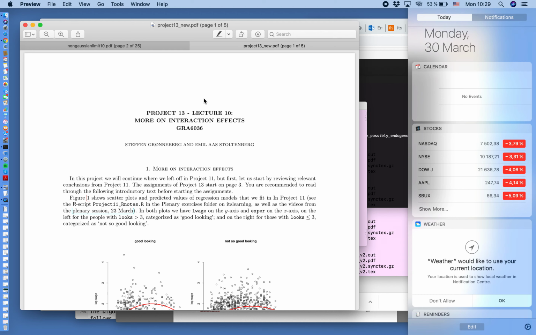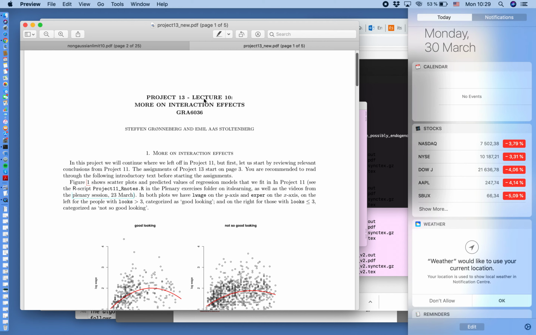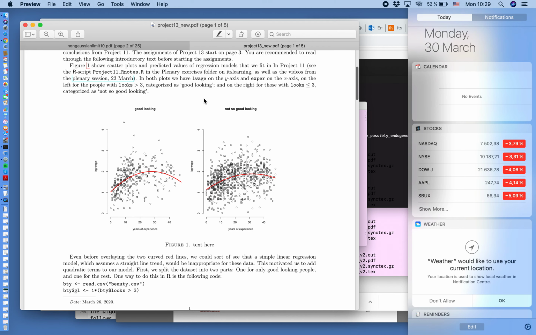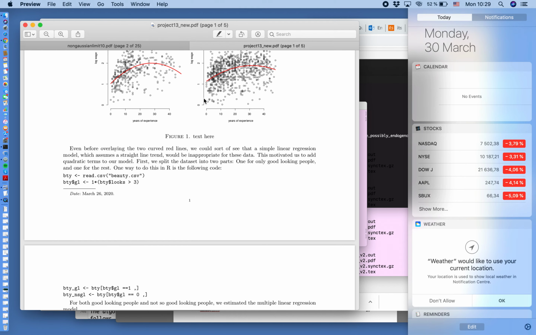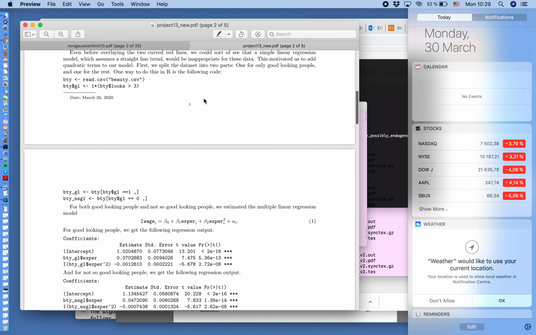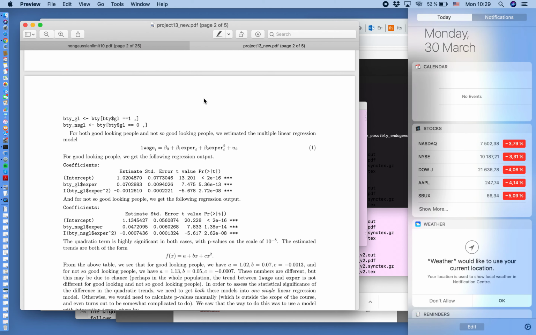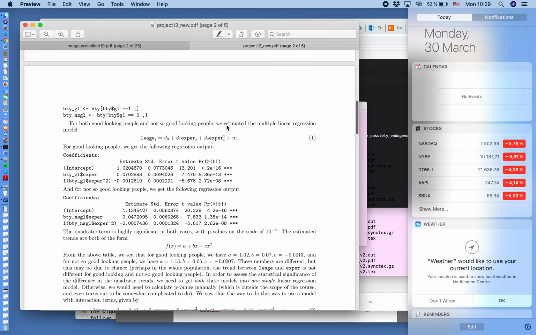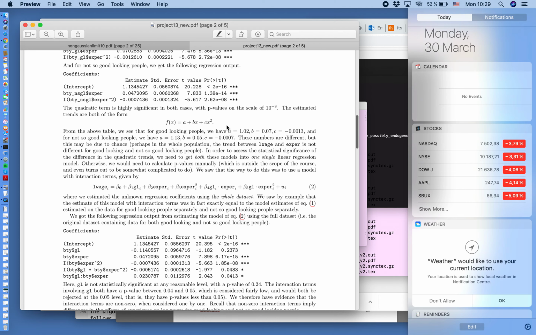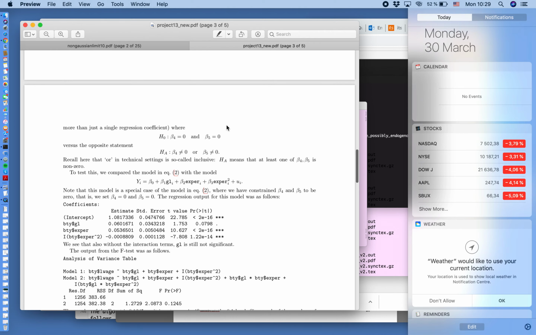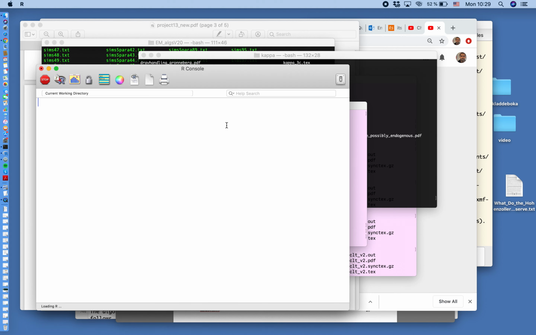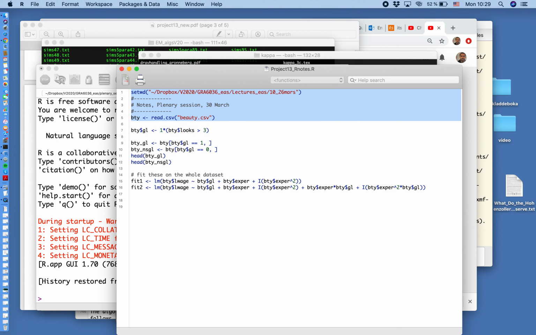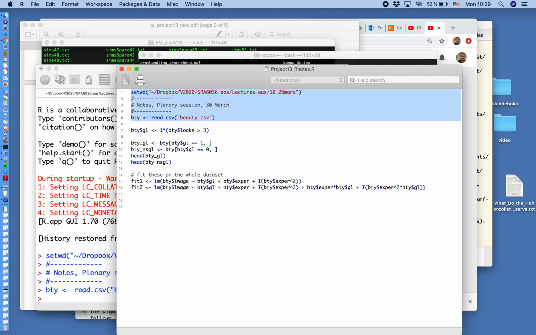Today we'll do project 13, which is a continuation of project 11 basically. This project contains a long introduction about stuff that should be known from project 11. And since we are continuing that project, we have to repeat some stuff before we start today's assignment.